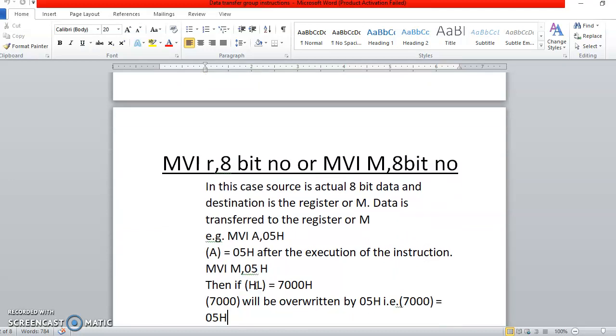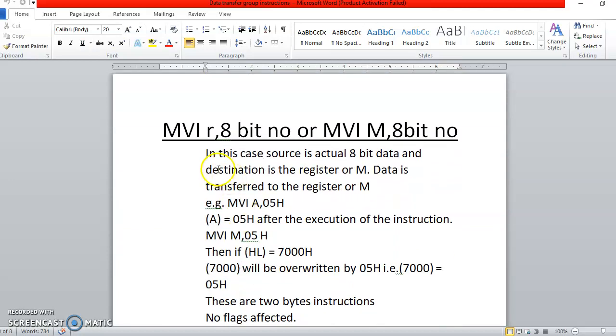Now similar to the move instruction, there is another instruction which is called the MVI instruction. So move immediately, the destination will be the register name or the memory name, comma, 8-bit number.